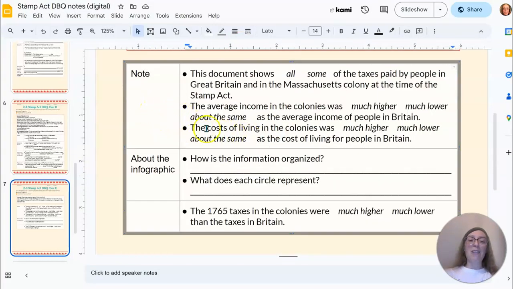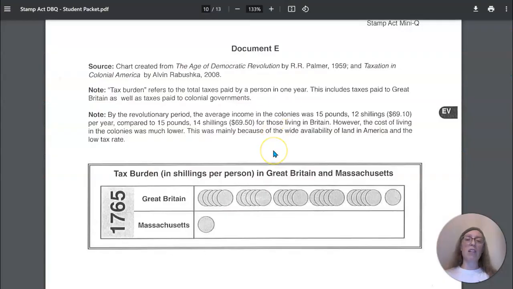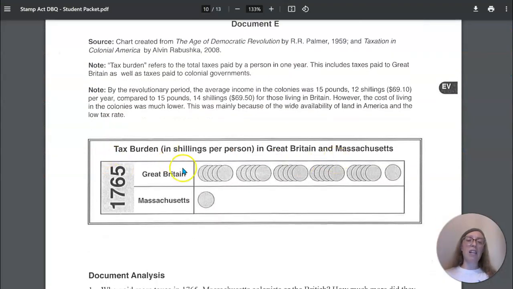So we should have answered these questions already. Now we're looking at the actual infographic. How is the information organized? And then what does each circle represent? So we're going to start to figure that out by reading the title and the captions. So this is the tax burden. Remember, that's the total taxes paid in shillings per person in Great Britain and in Massachusetts. So 1765 is the year. Great Britain is this row. And Massachusetts is this row.